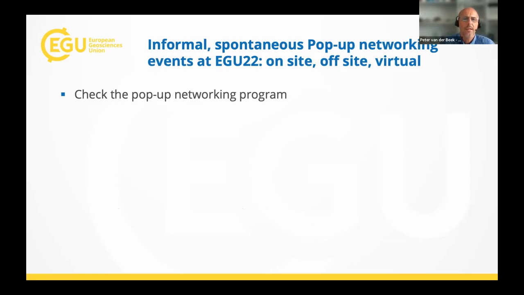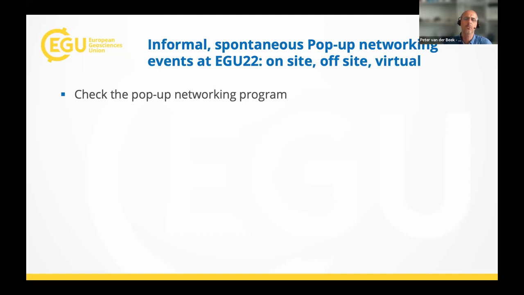And so we introduced last year what we call pop-up networking events, which are informal and spontaneous networking events. They were actually happening beforehand, but last year, given that it was a virtual meeting, we needed a platform on which we were able to organize these, and we've decided to perpetuate that platform also in a hybrid meeting. And so that allows programming on-site, off-site, or virtual networking events during the meeting.